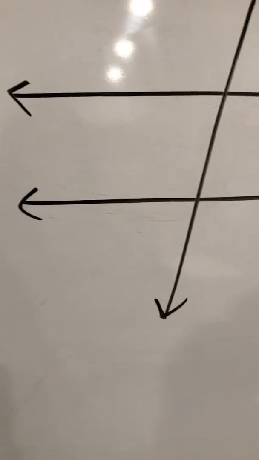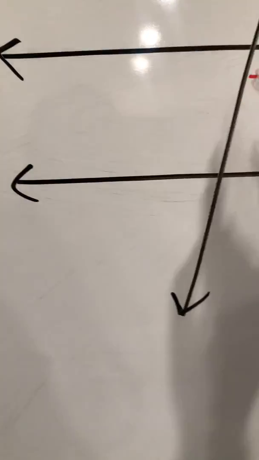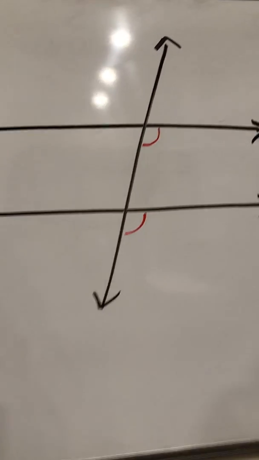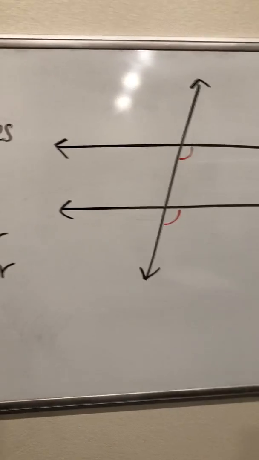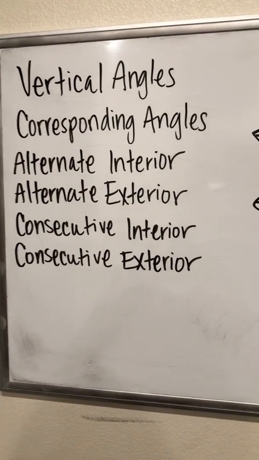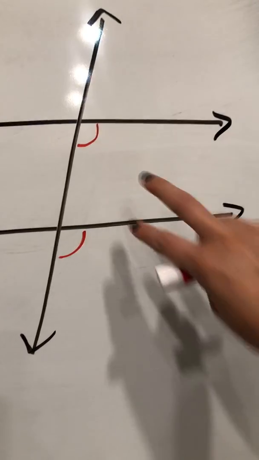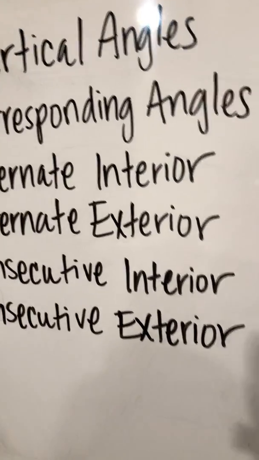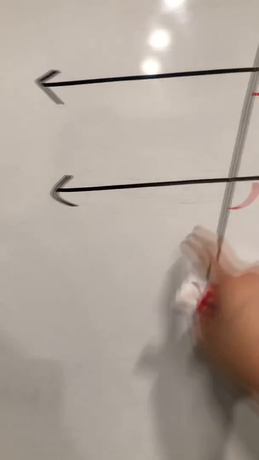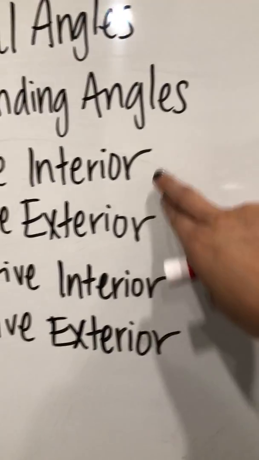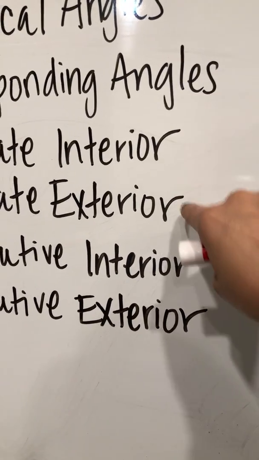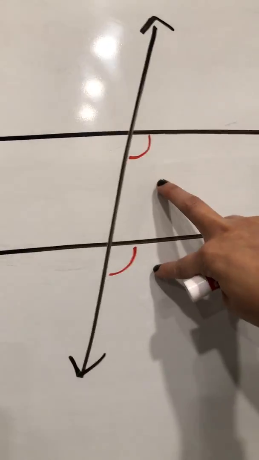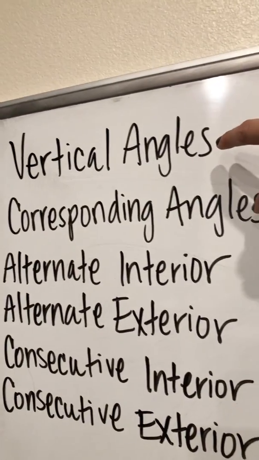If I want to know the relationship between this angle and this angle, which of those 6 options would that be? So notice that one is interior, one is exterior. So it can't be any of these because one is inside, one is outside. These are when they're both inside, they're both outside, they're both inside, they're both outside. Here there's 1 and 1. So it's gotta be one of these 2.